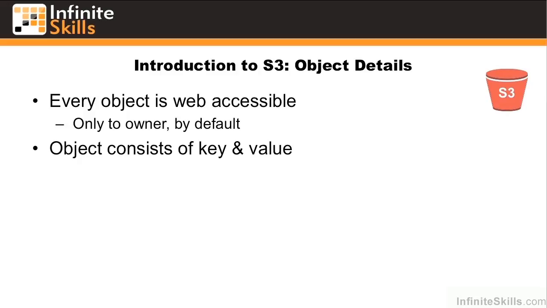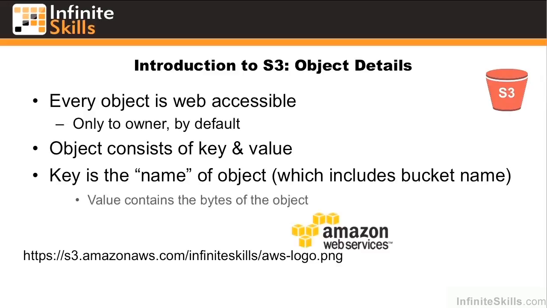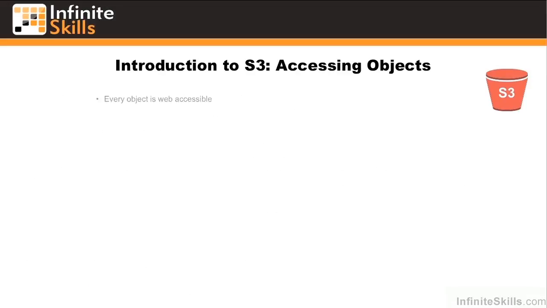Objects consist of a key and a value. The key is the name of the object, which includes the bucket name. Here we see that I've created a bucket called Infinite Skills and uploaded a graphic called aws-logo.png. The values contain the bytes of the object, how to actually re-represent the object when it comes back out. One important thing to note here is that although this looks like a folder, it's actually a key into the file. The implication of this is that those slashes in between, although they look like file paths, they're actually just part of the key itself.